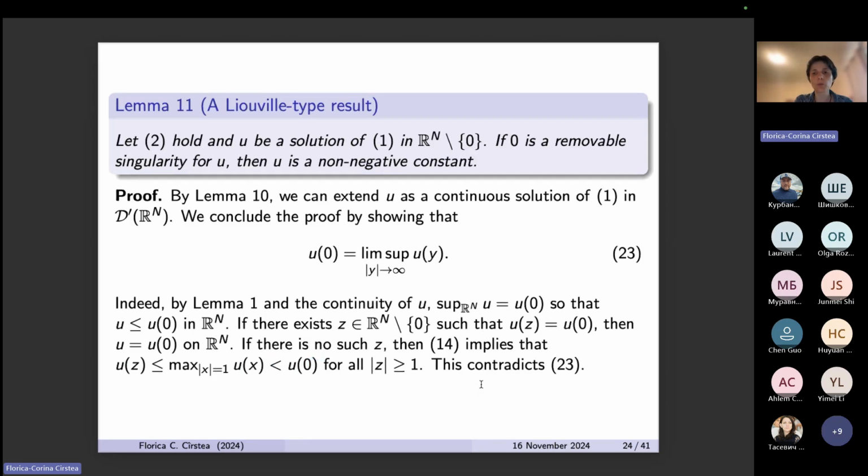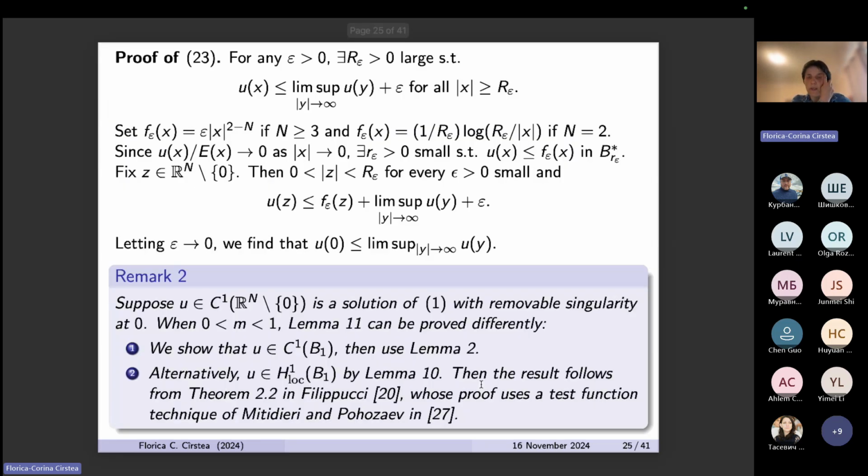So all we need to do is to prove relation 23, that the limit superior at infinity is u of 0, which represents the supremum of u. So how do you prove that? By the comparison principle. Fix epsilon arbitrary, and if you take a large enough radius r epsilon and you take modulus x greater than or equal to r epsilon, obviously you will have that u of x is less than or equal to the limit superior of u at infinity plus epsilon. This is clear. And now we need to see what happens near 0.